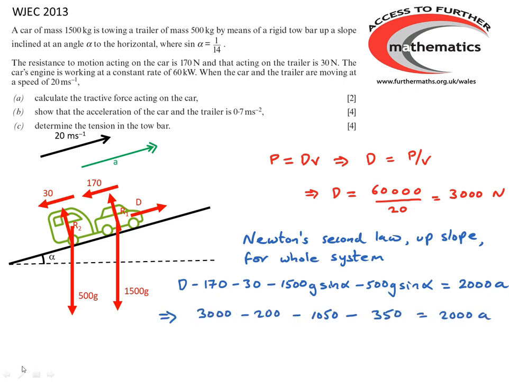So we've got 3,000, take away 200, that's the two combined resistances. 1,500 times 9.8 times sine alpha, which is 1/14, gives me 1,050. 500g sine alpha, similarly, gives me 350. This must equal 2,000 a. So we've got 1,400 equals 2,000 times the acceleration. So the acceleration is 0.7 meters per second squared.